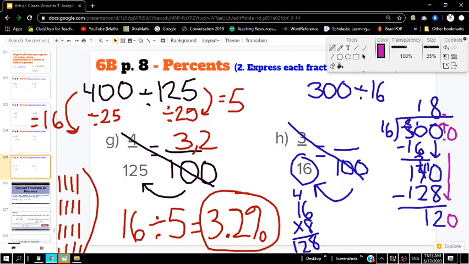How many times does 16 go into 120? I think, let's try, it's got to be less than 8. Let's try 7 times. 16 times 7. 6 times 7 is 42. 7, 8, 9, 10, 11, 112. Okay, so we have 7 right up here, and 7 times 16 gave us 112, and 120 minus 112 equals 8. I don't have a lot of space right there. So if we continued this, I think we would come up with 18.75.